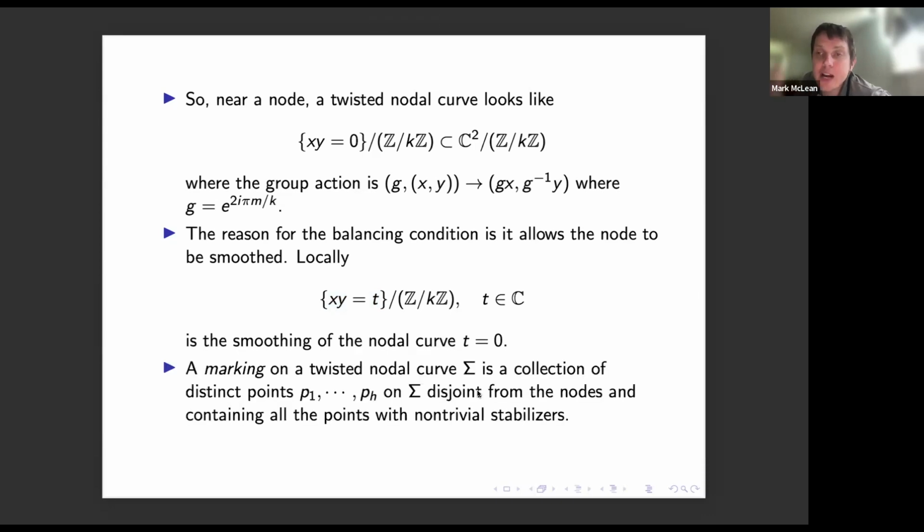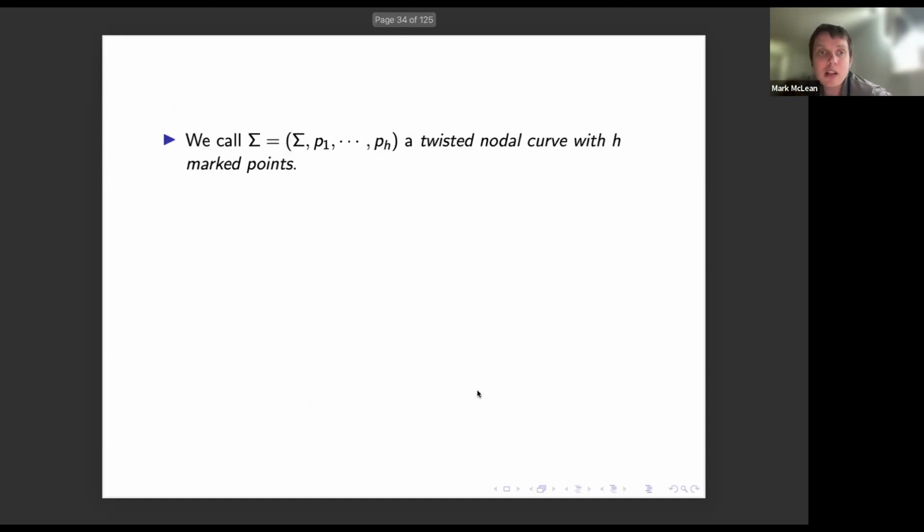Okay, and then we can define marked twisted nodal curves as well. So we just add marked points. For the purposes of this talk, I'm not going to worry about marked points. I'm not going to do anything much with them. But when you define Gromov-Witten invariants, you pull back cohomology classes via marked point evaluation maps, and you integrate and so on. But I'm not really going to worry about this too much today. I'm just interested in building the moduli space and building a fundamental class on it. Okay, so I'll call sigma a twisted nodal curve with h marked points.